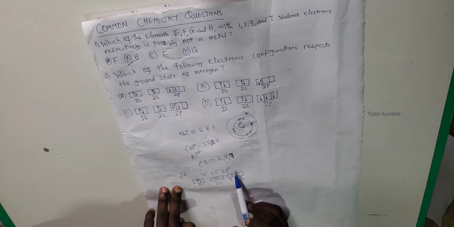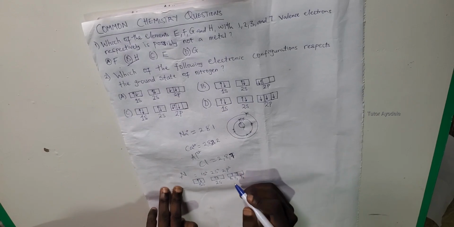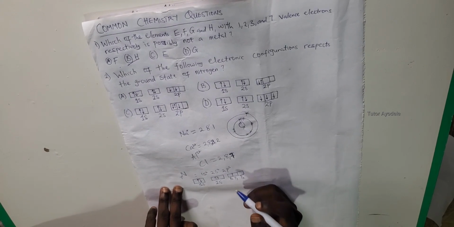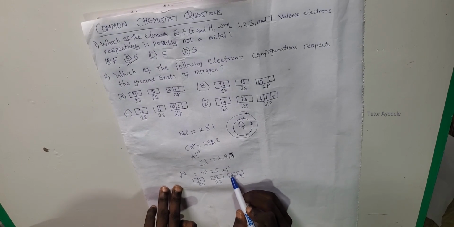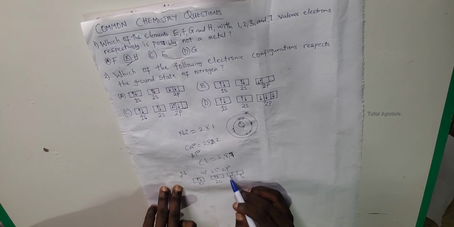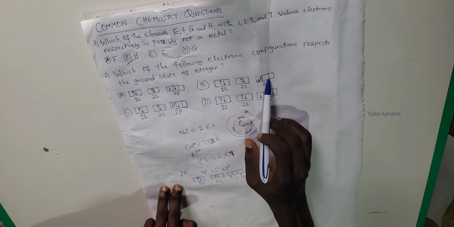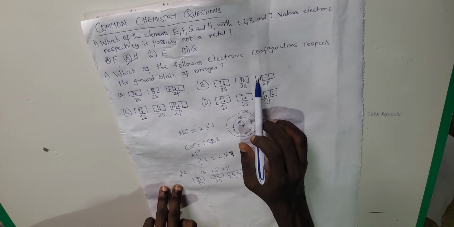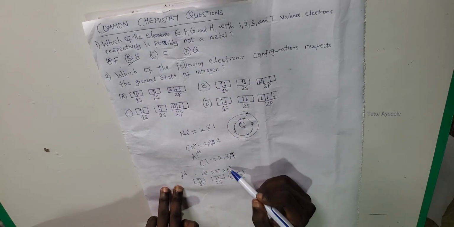So we are to share these 3 electrons into these 3 orbitals, and each of them can accommodate 2. But according to Hund's rule, electrons must enter singly first. That is, electrons must enter one by one before we pair. If you look at this one, it started pairing from the first one. No, they must enter singly first, according to the application of Hund's rule.